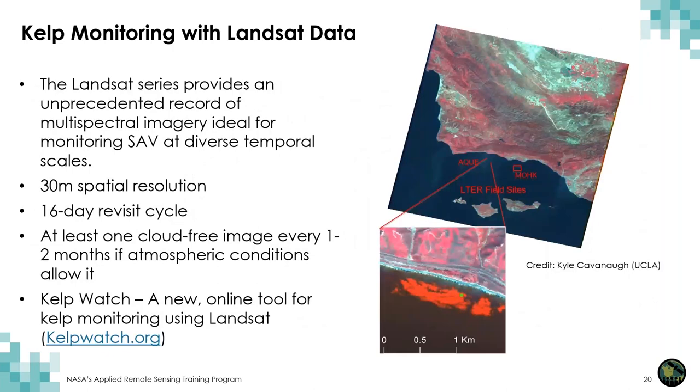Now, we mentioned the study of Kavanaugh et al. using SPOT, but also the Landsat series provides an unprecedented record of multispectral imagery, which is ideal for monitoring submerged aquatic vegetation and kelps in particular at diverse temporal scales. And this is a brief overview again of what we went over in the previous session. Remember that the Landsat series typically has a 30 meter spatial resolution, or pixel size, and a 16 day revisit cycle. Considering the constraints of cloud cover, you can probably get at least one cloud-free image every 1 to 2 months, depending on your study site, obviously, if the atmospheric conditions allow it.